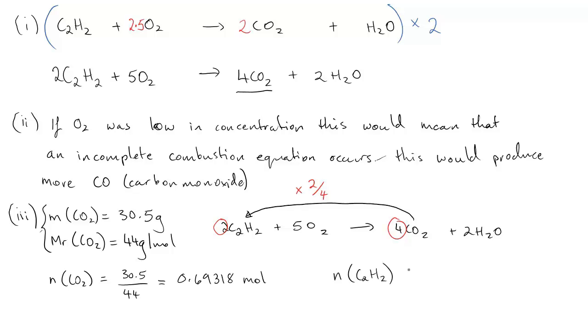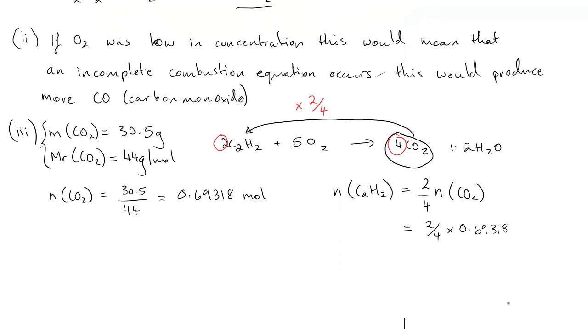Now you can see that to find the mole of C2H2, you need to use stoichiometry. You are starting off with using the mole of carbon dioxide, so you write mole of carbon dioxide, but then you know that the ratio is 2/4. Okay, so we have to go 2/4 times by the mole of carbon dioxide, and the mole of carbon dioxide is this. Okay, so we just have to halve that.